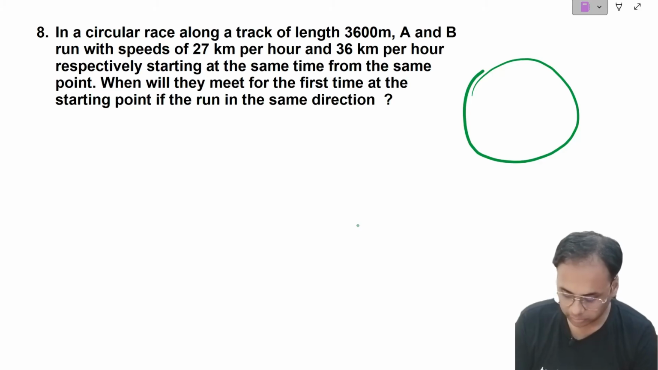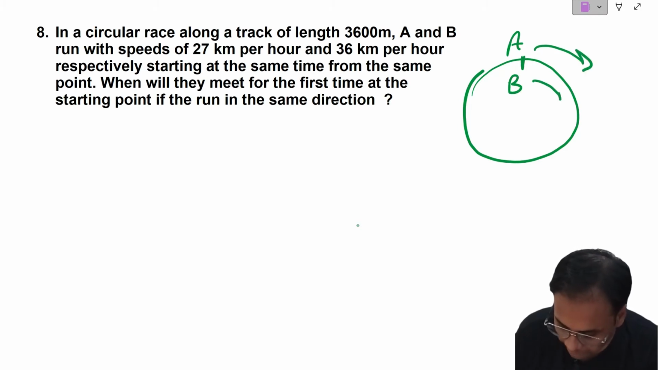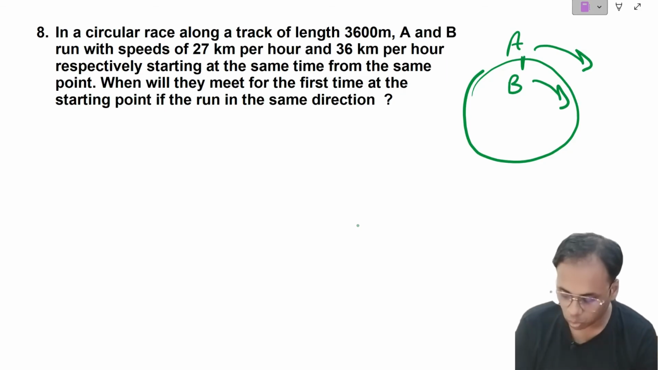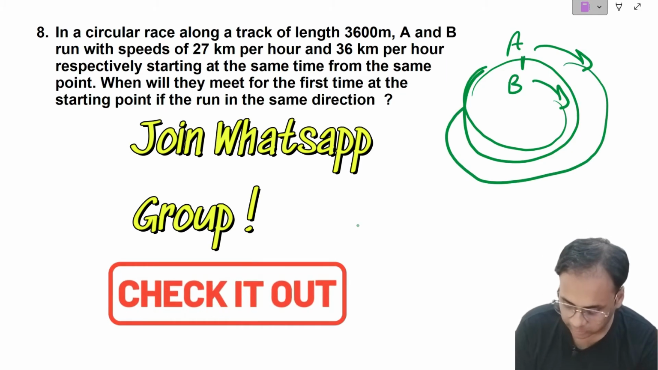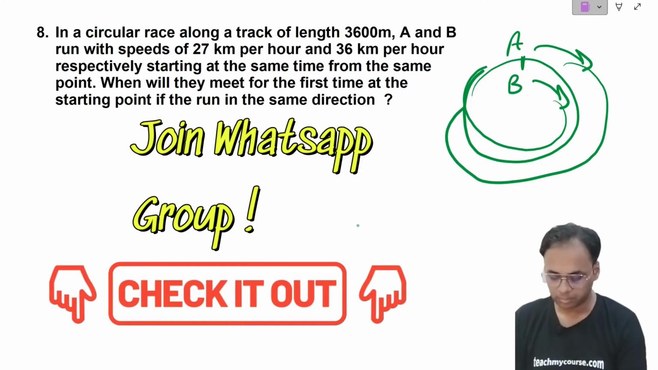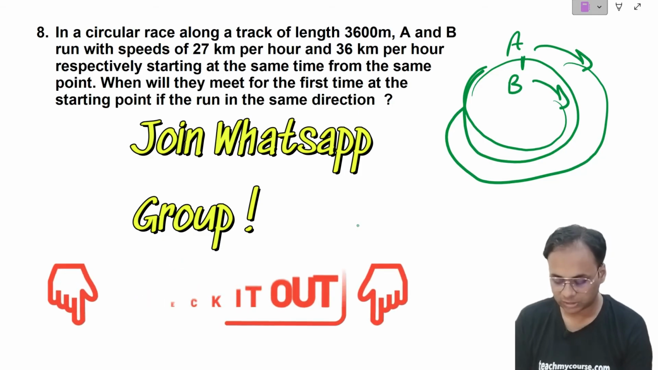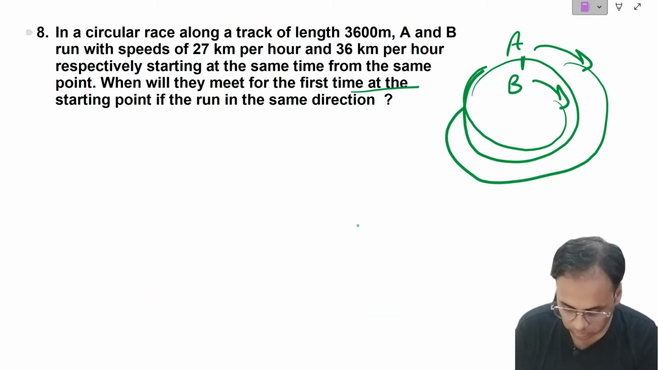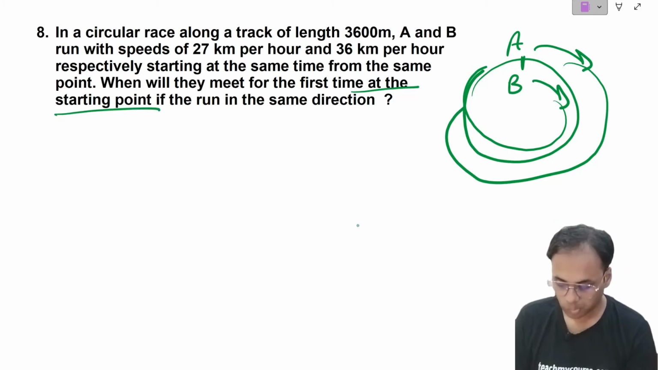If they run in the same direction, from here both A and B start running in the same direction but with different speeds. We can clearly see that B's speed is more than that of A. So B will go on like this, A will also go on like this, and at some point of time they will meet. That is what it is asking: when will they meet for the first time at the starting point if they run in the same direction.